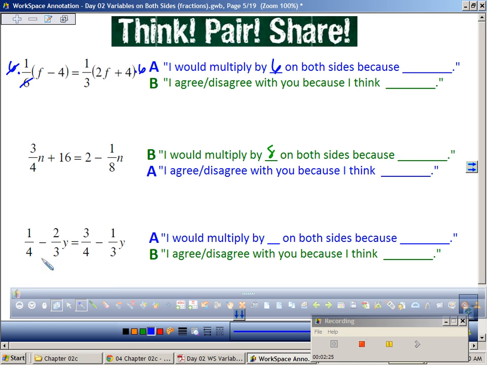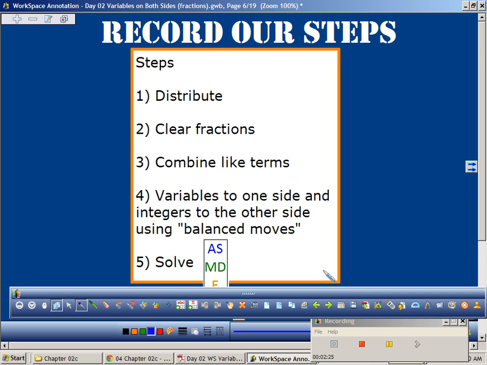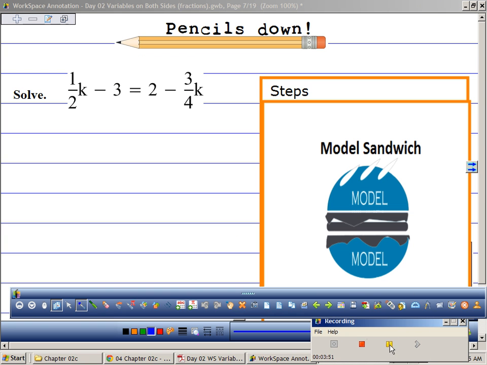By what? 3. Would 3 get rid of 4? Would 4 get rid of 3? No. So what number would get rid of both 3 and 4? 12. Good. All right. Good job, guys. Let's move on. I need you to record your steps, so get out 2 sheets of paper, 1 for your homework, 1 for your notes, and get started on recording your steps, please.